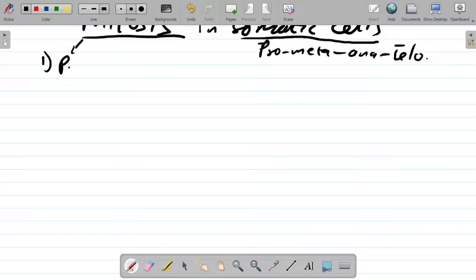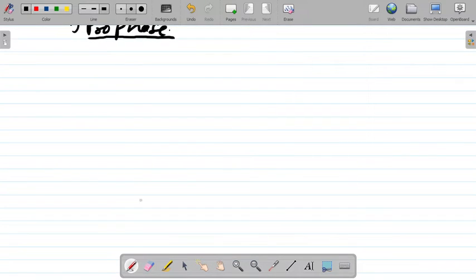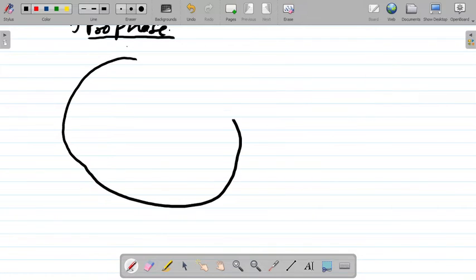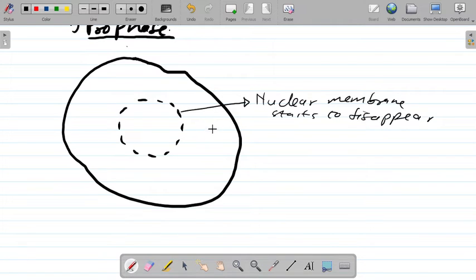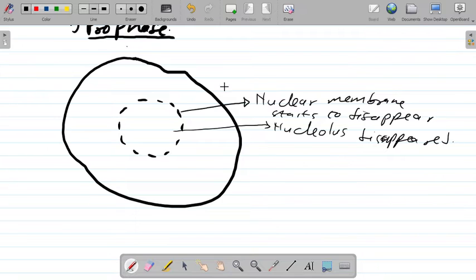So one is called prophase, the prophase of mitosis. Now what happens during prophase of mitosis? I will explain this by drawing a cell. There's my animal cell right there. Now, during prophase, a couple of important things start to happen. Your nuclear envelope, or nuclear membrane, starts to disappear. It dissolves basically, because it won't be needed through the whole process. You also see that your nucleolus disappears. Your nucleolus is no longer there.